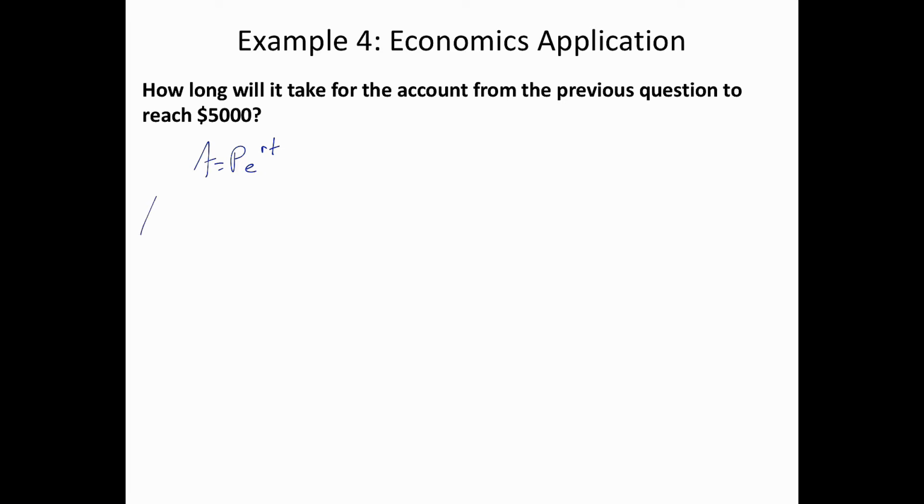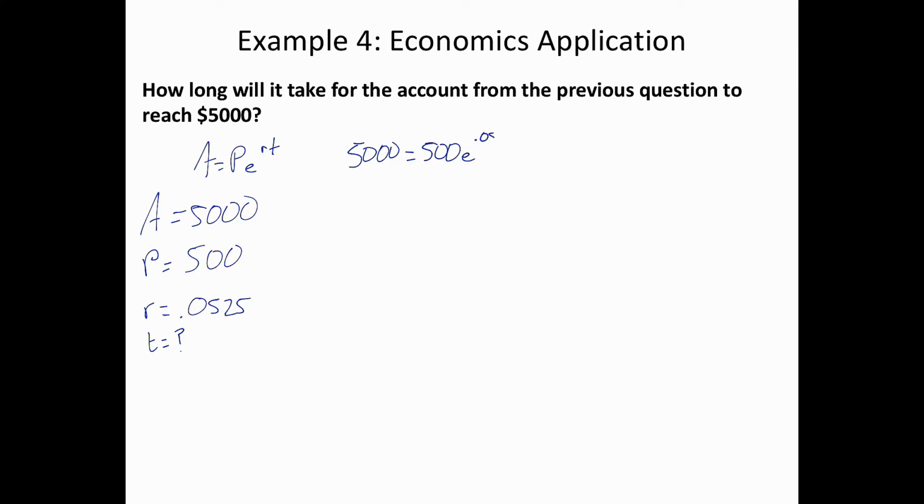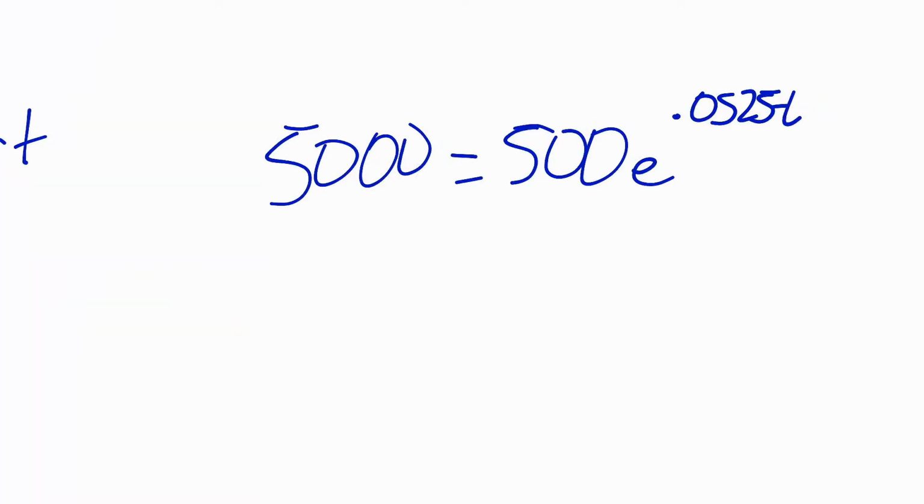In this case, we know our final amount is 5,000. We know our principal amount, it's the same as last time, it's 500. We know our r, same as last time, 0.0525. And what we don't know is the t. So we're going to figure out how many years it's going to take. So let's plug in what we know. We've got 5,000 equals 500 times e to the 0.0525t power.